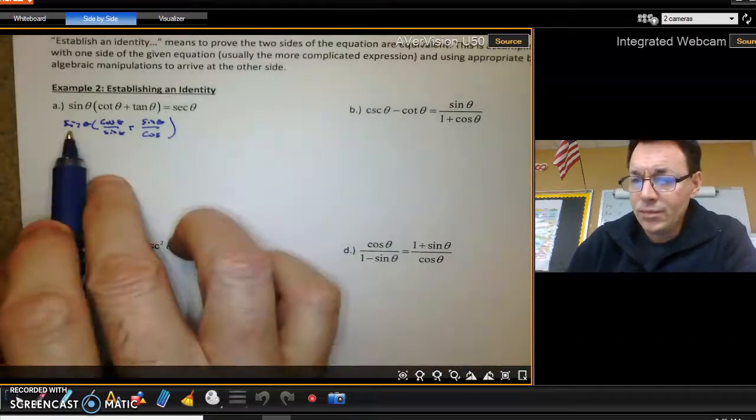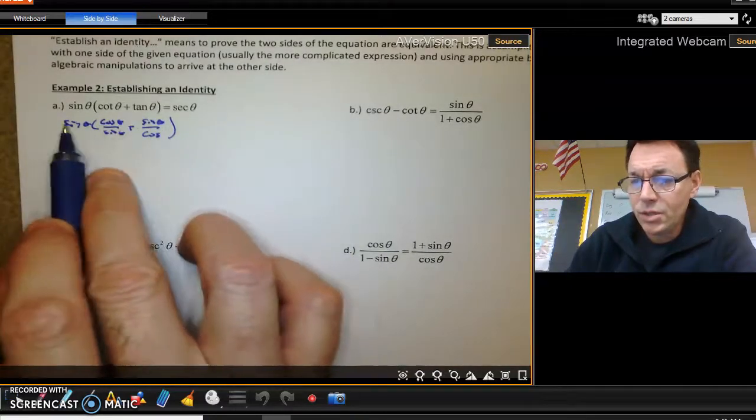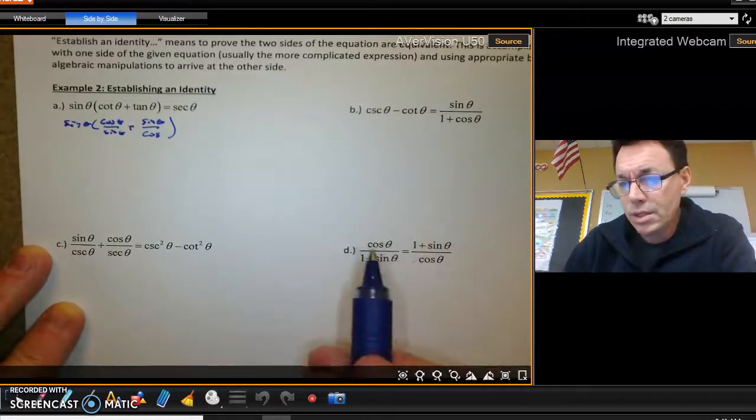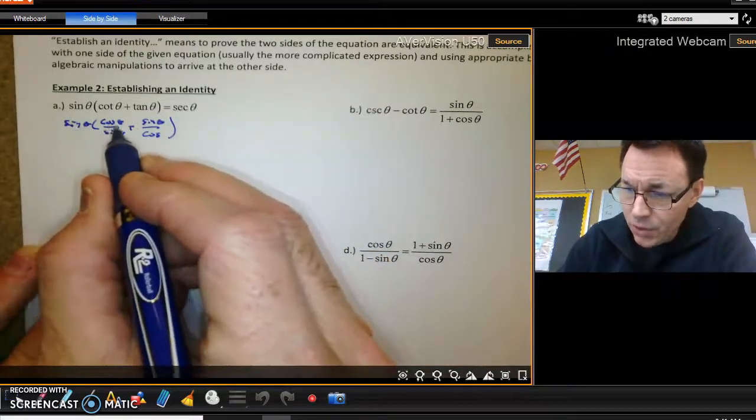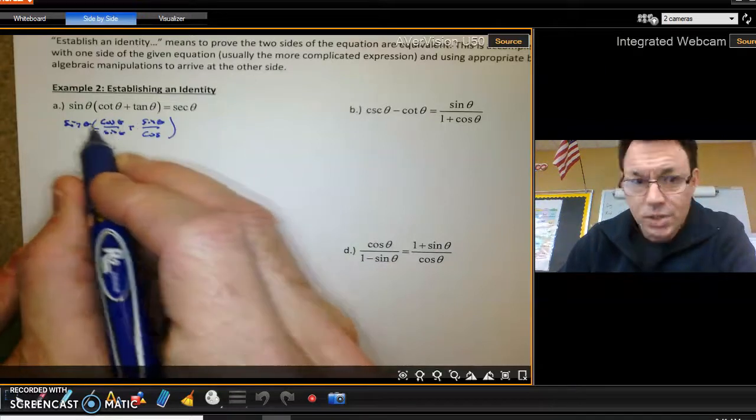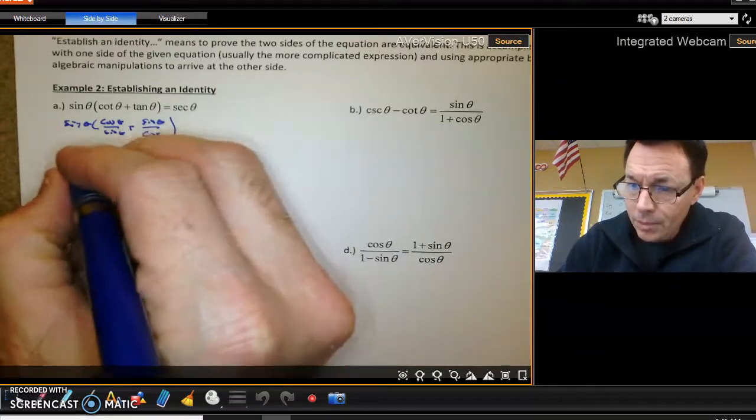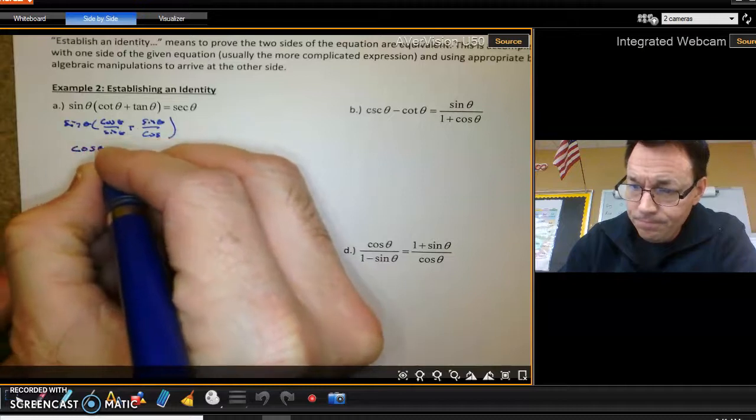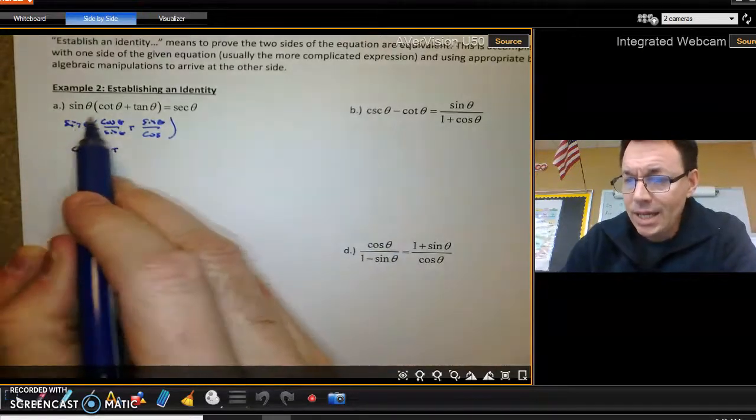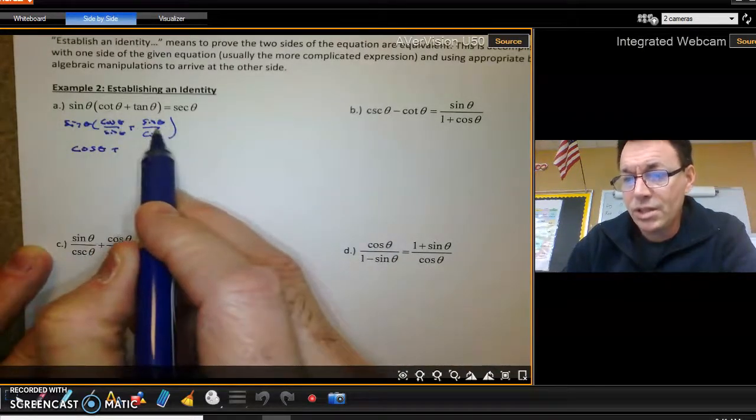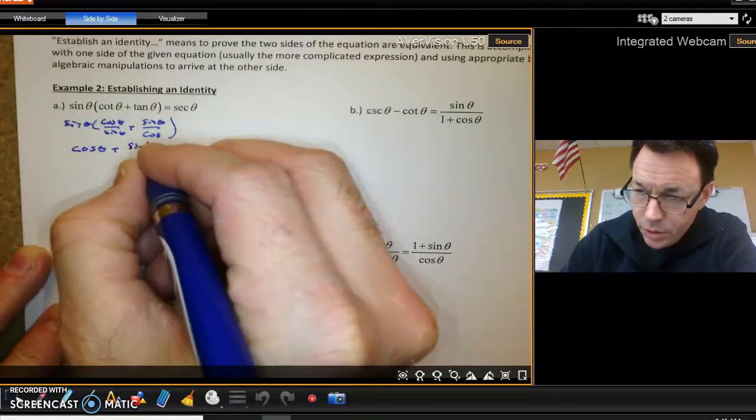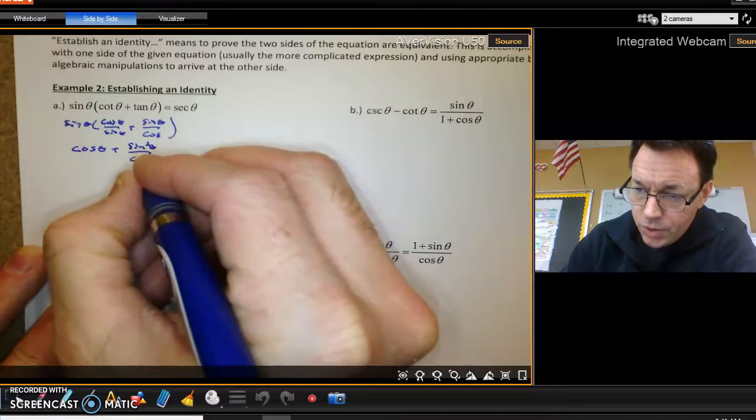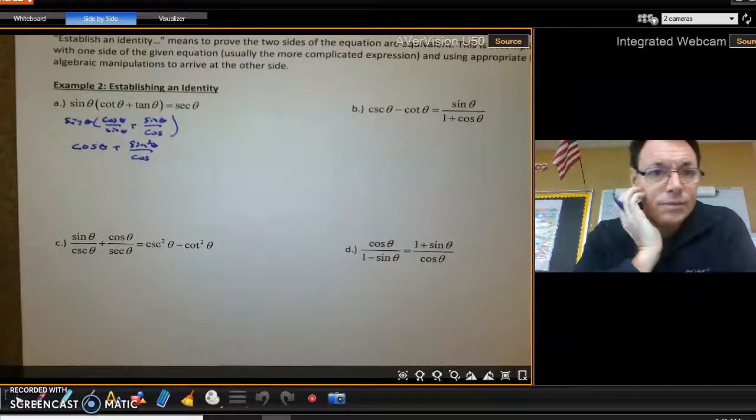Well, I've got something multiplying some parentheses, so let's go ahead and distribute and see what happens. So I'm going to take sine times this first fraction, which means these two signs are going to cancel, and I'm just going to have a cosine. I'm going to take sine times this fraction, which is going to give me sine squared over cosine, and that's all I have now.